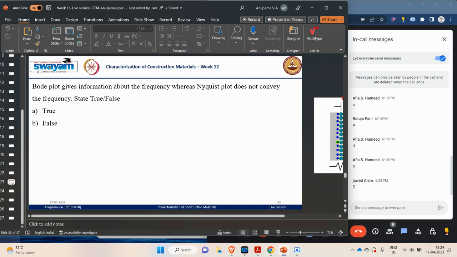Bode plot gives information about the frequency, whereas Nyquist plot does not convey the frequency. State true or false.